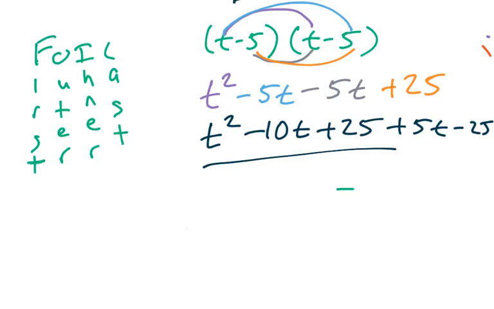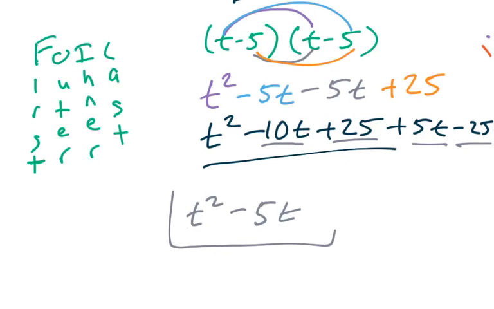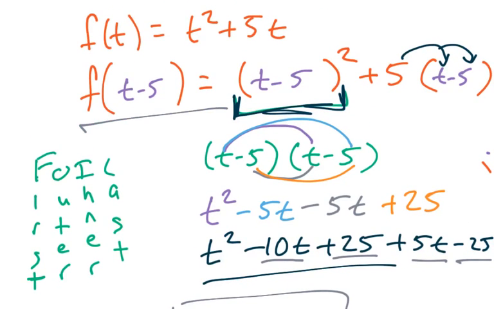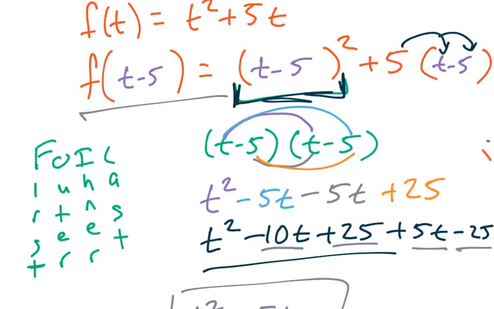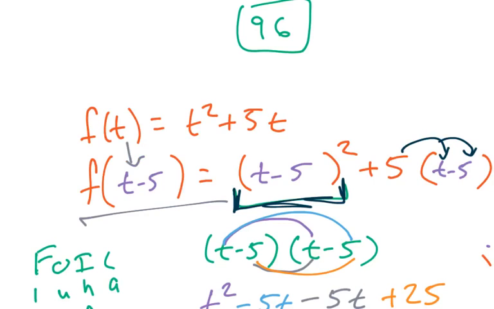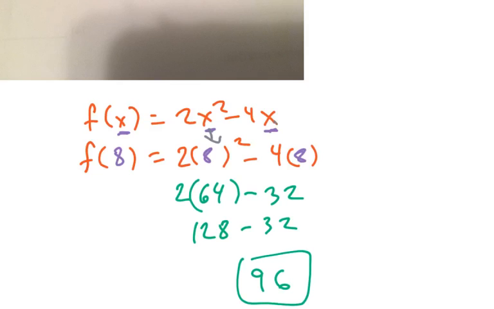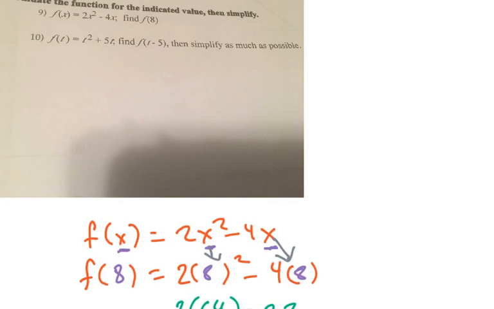So now that we have that, we just clean it up. So I only have 1t squared, so t squared. I have negative 10t and 5t, which is negative 5t. And 25 minus 25 is 0. So there's my answer. So f of t minus 5 is t squared minus 5t. And that is it. That's all you're going to have to do there. So all we do is just replace and solve. And note it's the same thing for both of them. Replace and solve. So hopefully that makes sense, and I'll see you in the next video.